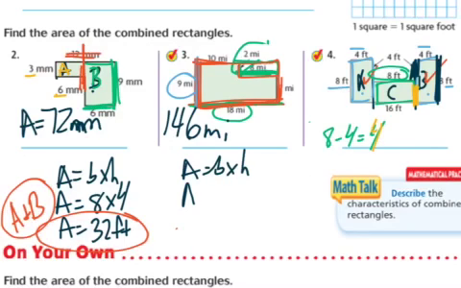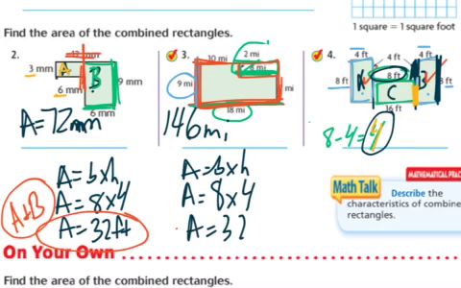Now I have my base and my height. So I can solve my problem. Area equals 8, which is my base, and 4, which is my height. Area equals 32. Hey, looky here. All 3 of our rectangles are exactly the same. My last step is to add all 3 of these values. So I need to add 32 3 times.